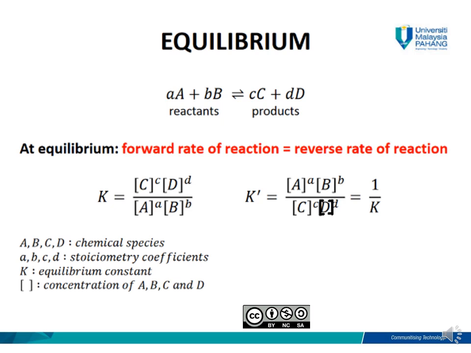By referring to the chemical reaction, we can say that the forward rate of reaction equals the reverse rate of reaction. So for you to easily understand, the meaning of equilibrium is actually that the chemical reaction is complete and it stopped reacting.